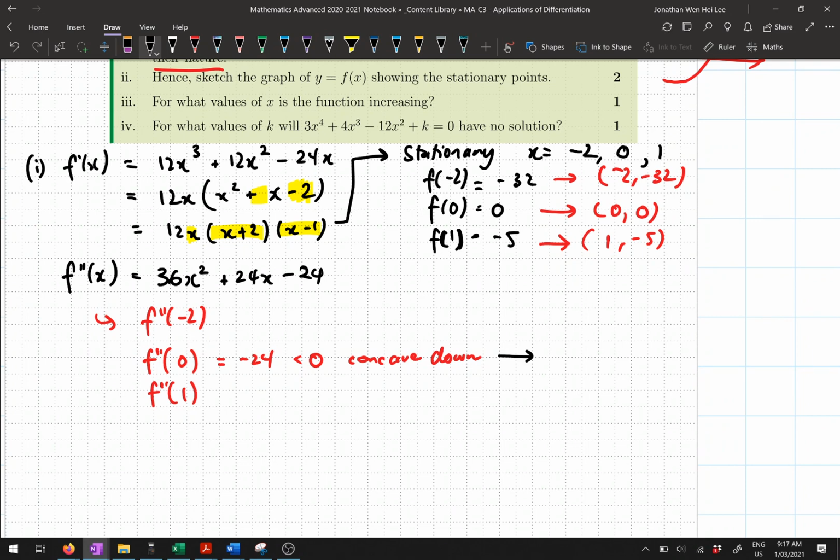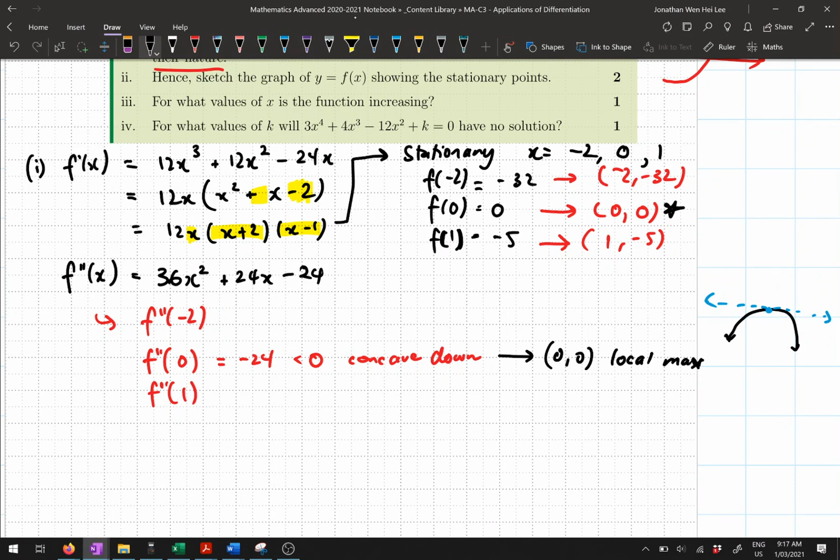Now, if we link this back to my stationary point, we know that at 0, 0 we have a stationary point, right? So 0, 0 is our stationary point that we got from up here. If it's concave down, which means it's like this, where is the stationary point? It's a maximum. Does everyone see that? Concave down, we have a stationary point up here, which is a local maximum. So this tells me that this is a local maximum.